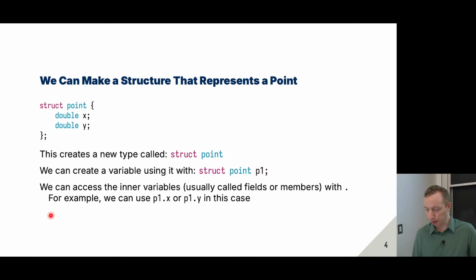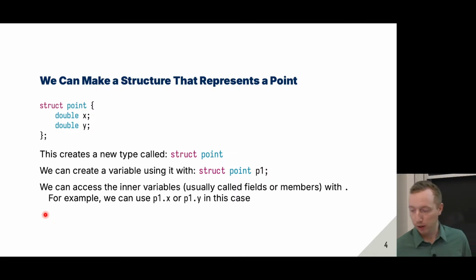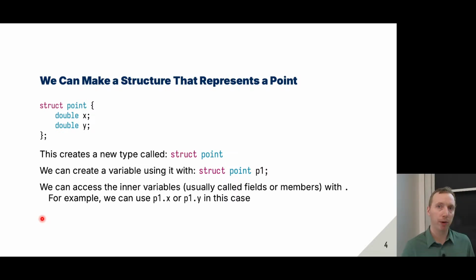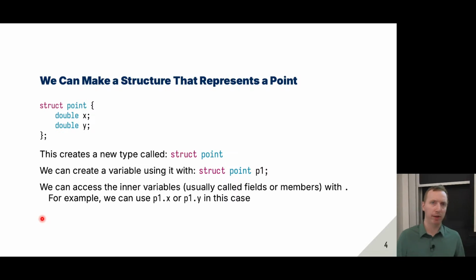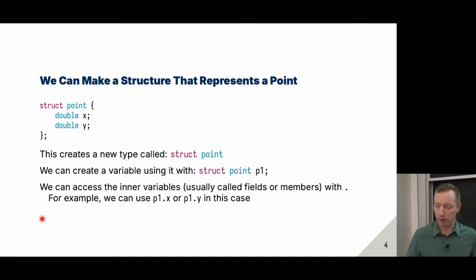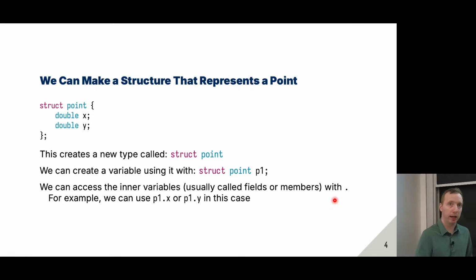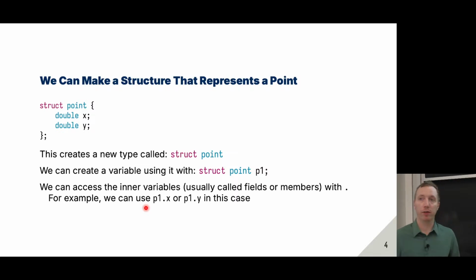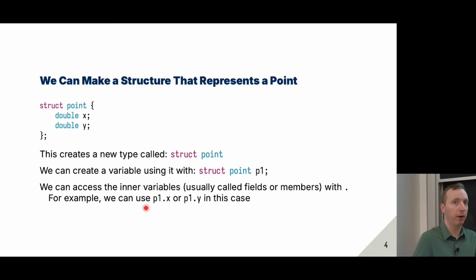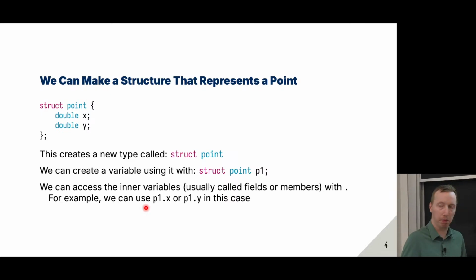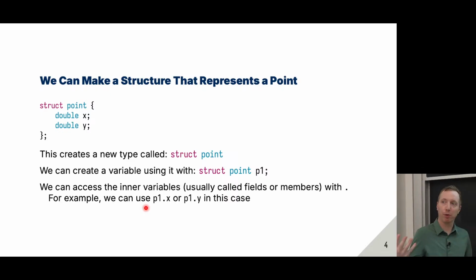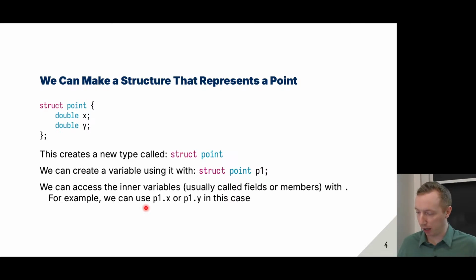So to access the variables within that structure, usually called fields or members by the compiler, so you might see some compiler messages where it calls them members, you can access them by just putting a dot after the name. So for example, if I want to access x of p1, it's just p1.x. If I want to access y, it's p1.y. So questions about that?